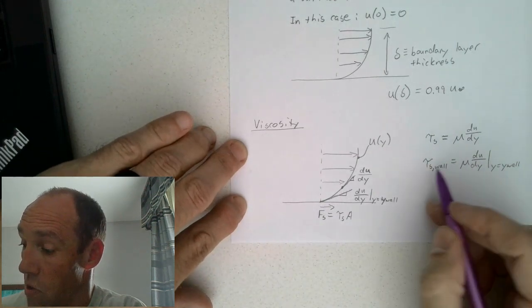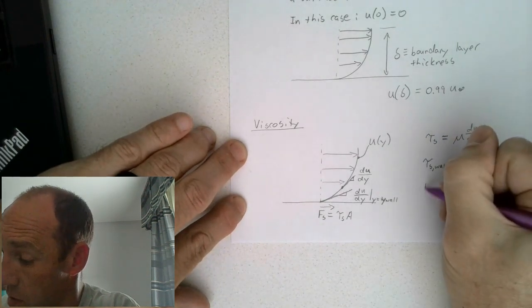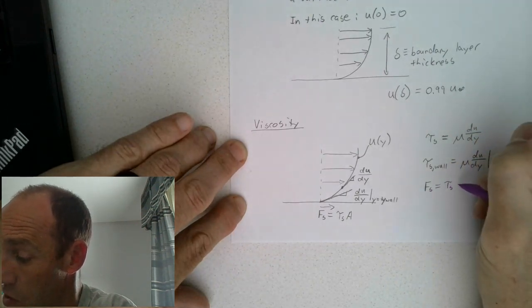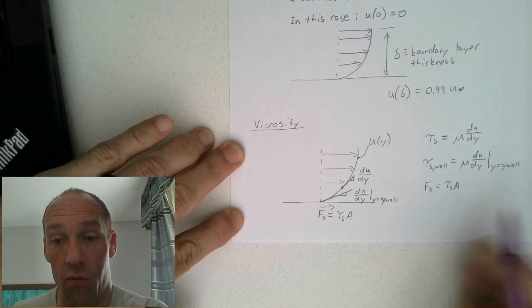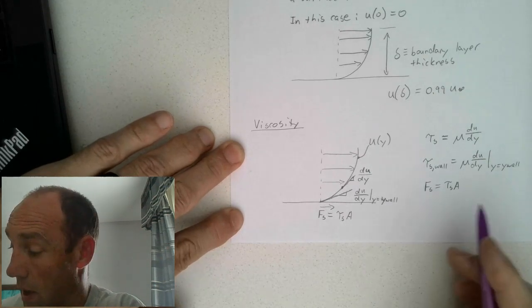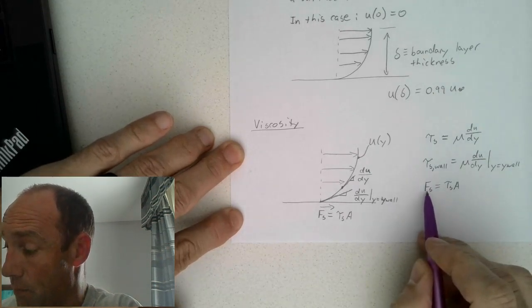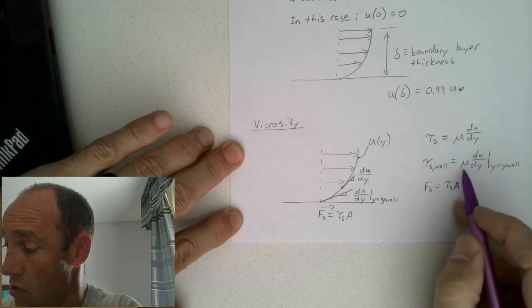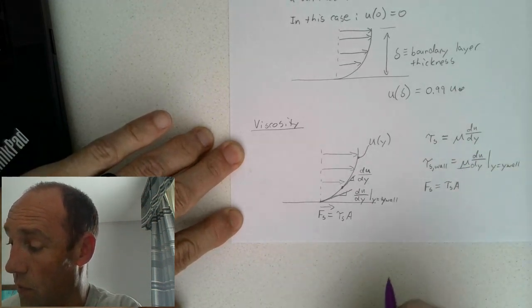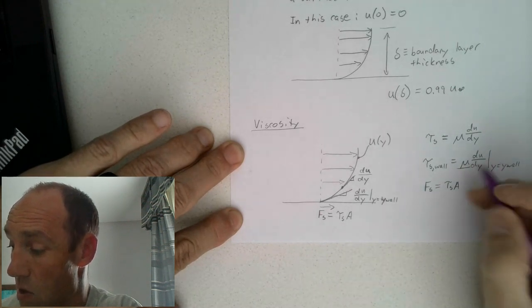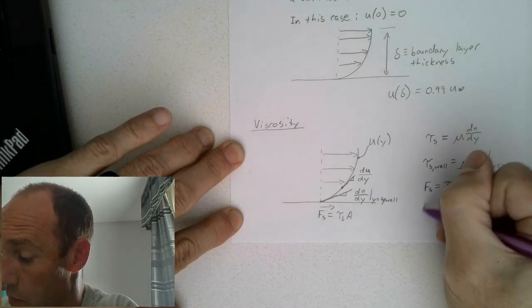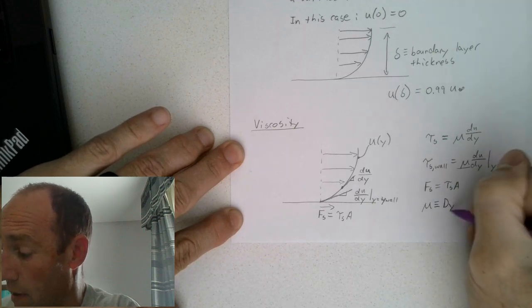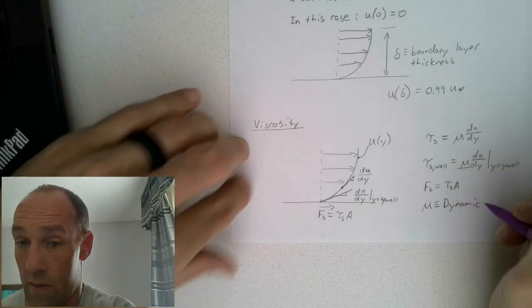So shear force is just the shear stress times a relevant area. And the shear stress is given by this relationship. So this relationship is what defines a property called viscosity. This symbol mu is called the dynamic viscosity.